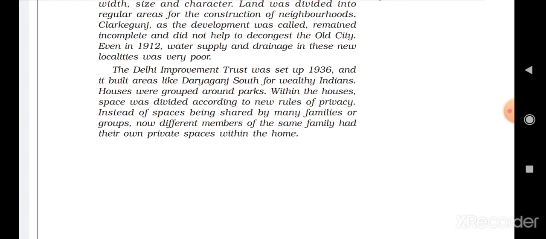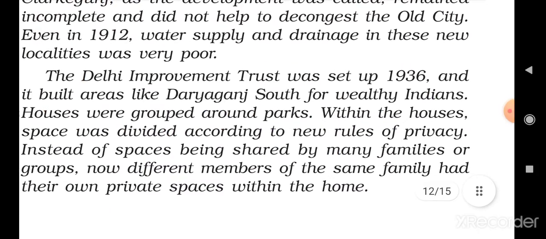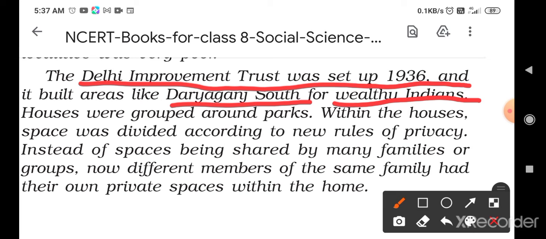Now, the Delhi Improvement Trust was set up in 1936. Very important question. The Delhi Improvement Trust was set up in 1936, and it built areas like Daryaganj South for wealthy Indians. Houses were grouped around parks. Within the houses, space was divided according to the new rules of privacy. Instead of spaces being shared by many families or groups, now different members of the same family had their own private spaces within the home.